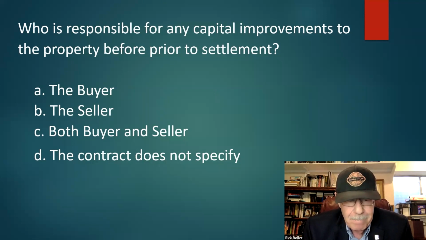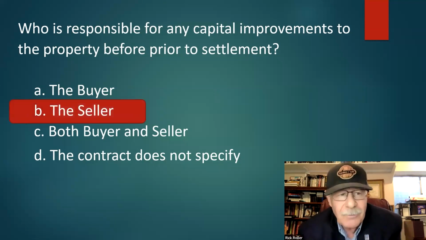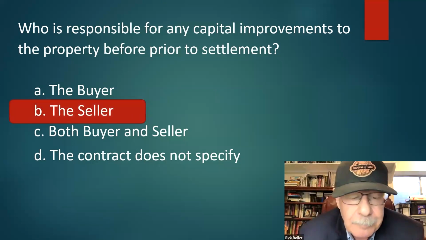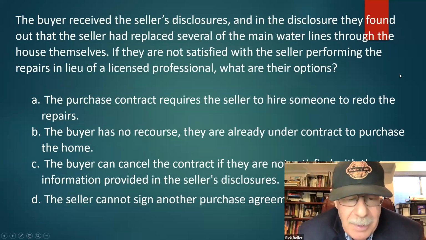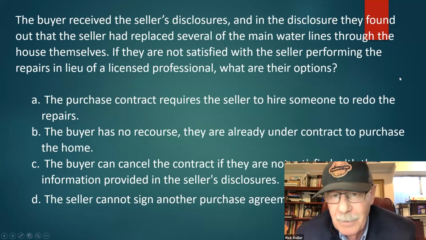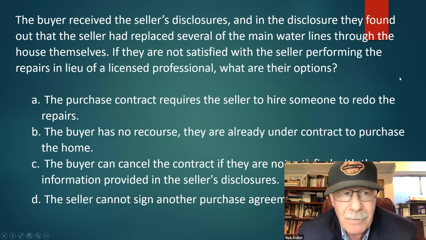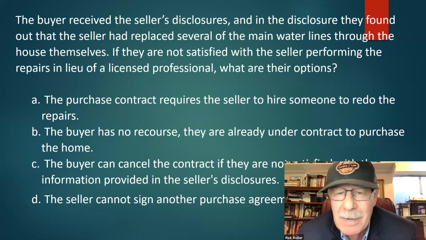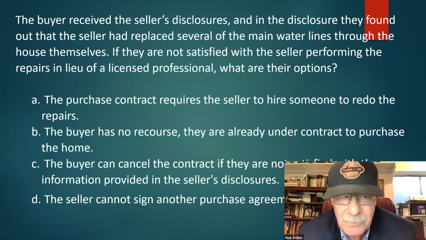Okay, we're on question number 7. Which yours aren't numbered. That's okay. I know where the numbers are. The buyer received the seller's disclosure, and in the disclosure, they found out that the seller had replaced several main water lines throughout the house themselves. If they're not satisfied with the seller performing those repairs in lieu of a licensed professional, what are their options?